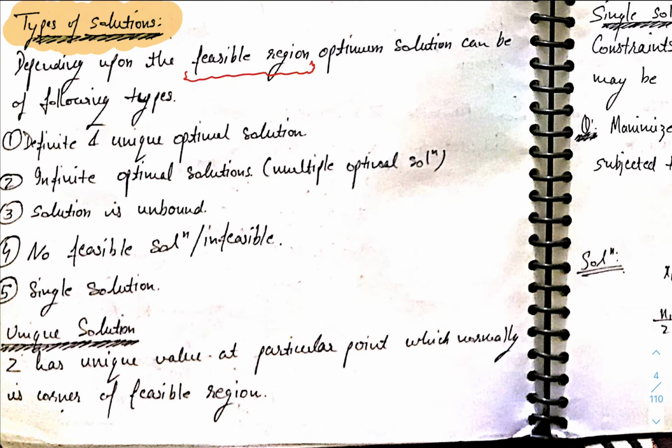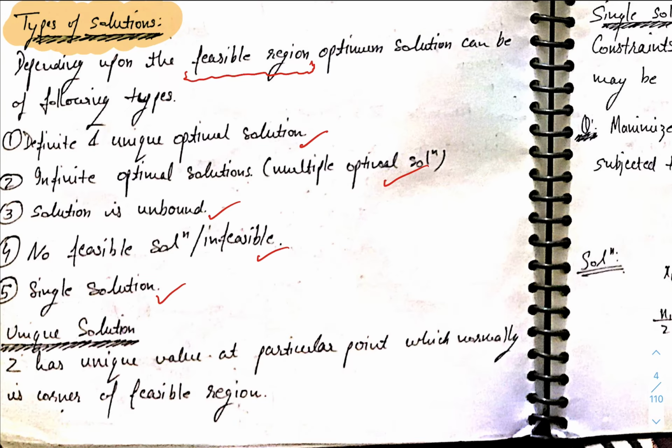What are the types of solution? First is the definite and unique optimal solution. Second is infinite optimal solutions or multiple optimal solutions. Another is an unbounded solution. Another is no feasible solution, or infeasible solution. And next is a single solution. So let's see what each one of them means.